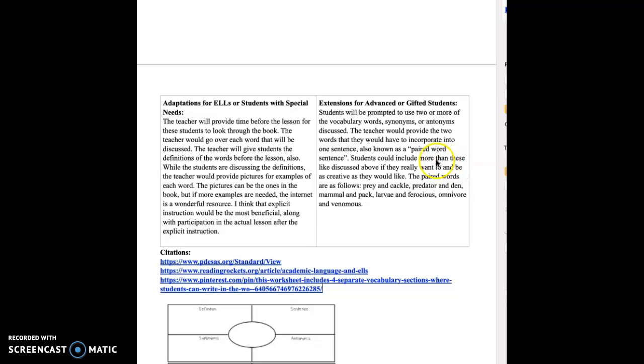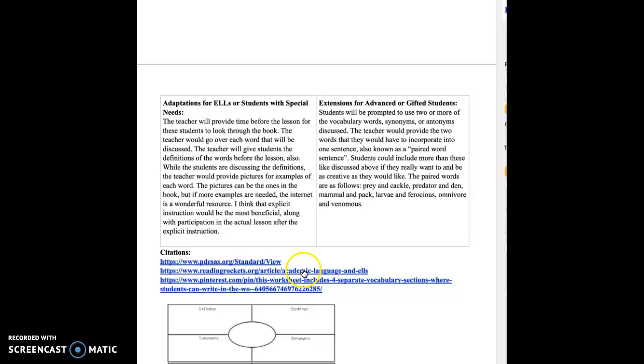Students would include more than these, like discussed above, if they really want to, and be as creative as they would like. So I did include what I would have the paired words as, and I have prey and cackle, predator and den, mammal and pack, larva and ferocious, and omnivore and venomous. So I really would just want them to be as creative as they could be to include the 2 meanings of words that, yes, they are related, but not necessarily like prey and predator and cackle and pack. They are not necessarily related, so I would like them to use their creativity and creative thinking skills.